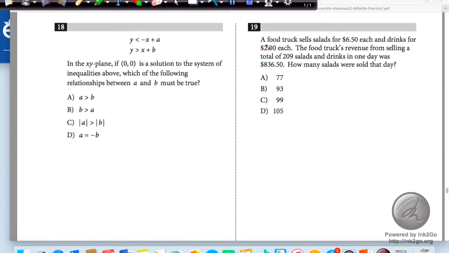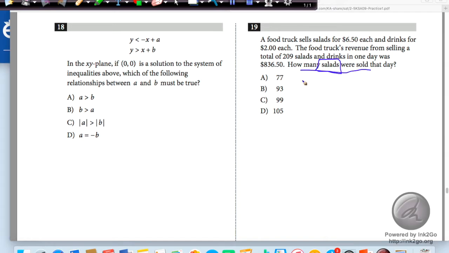19 says a food truck sells salads for $6.50 each and drinks for $2 each. The food truck's revenue from selling a total of 209 salads and drinks in one day was $836.50. How many salads were sold that day? So I know eventually I want to solve for the number of salads. And it seems as though through the word problem, they're actually giving me two separate equations.